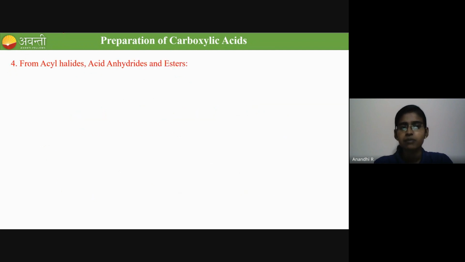That is from acyl halides, acid anhydrides, and esters. So what is the formula for acyl halide? It is RC double bond OX. Okay. Let us see one by one. In all the 3 reactants, we are going to do acid hydrolysis, that is reaction with water in the presence of acid. It is called acidic hydrolysis.